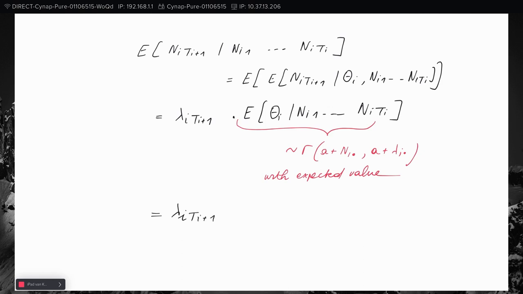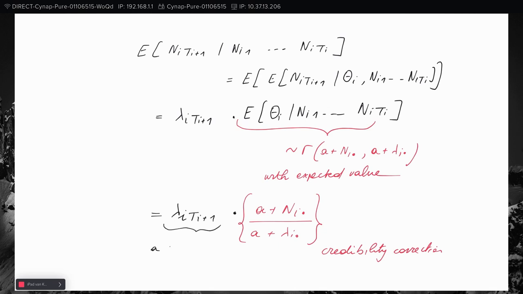t_{i,t+1} multiplied with a correction. And that correction is a plus N_i bullet divided by a plus lambda_i bullet. So this is my credibility correction, if I'm willing to make a Poisson assumption for my random risk parameter, and this would be my a priori baseline. Agree?